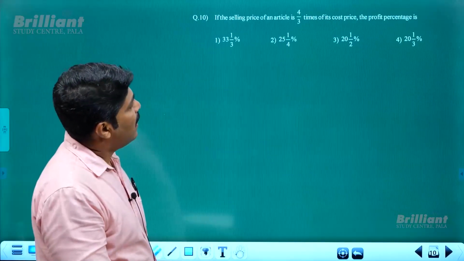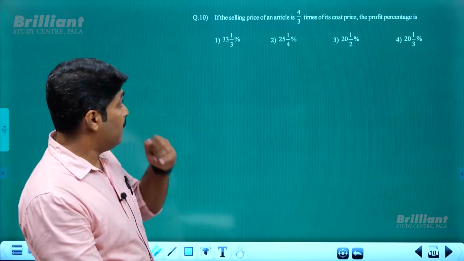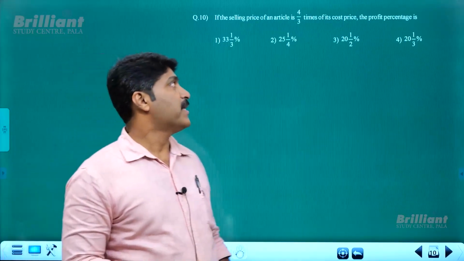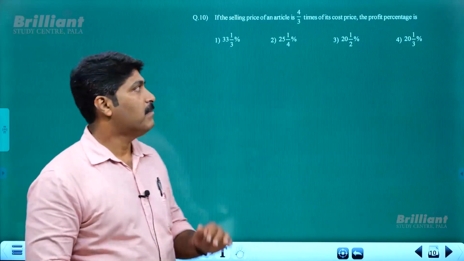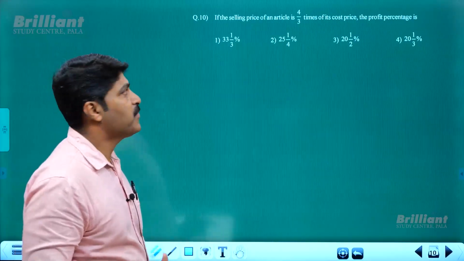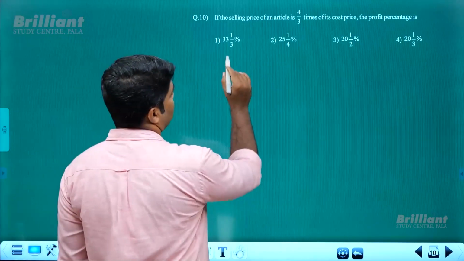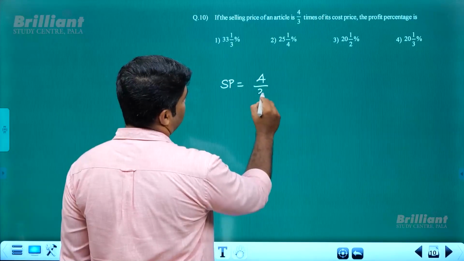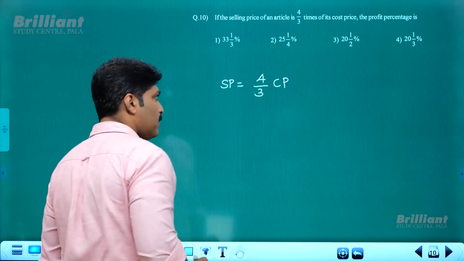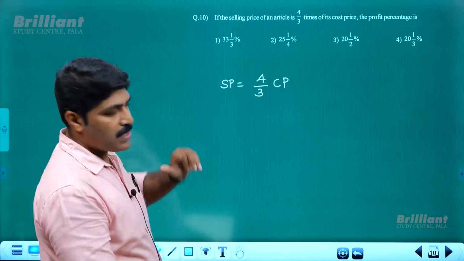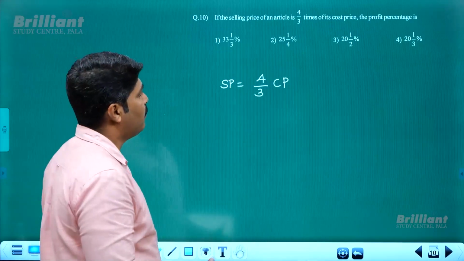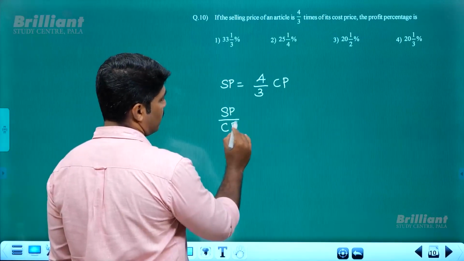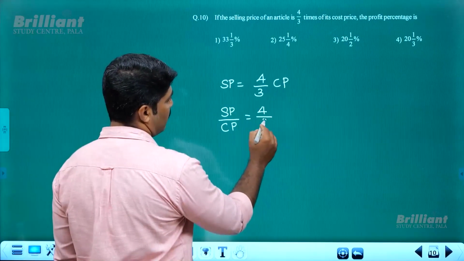If the selling price of an article is 4 by 3 times of its cost price, the profit percentage is. So this is a ratio-wise application of profit and loss. For finding the profit or loss percentage based on this type of statement, how can we do it? The selling price is 4 by 3 times of cost price. First of all, you just simply write the step like this. Then we have to arrange it in ratio form. This is selling price by cost price, so that is 4 by 3.